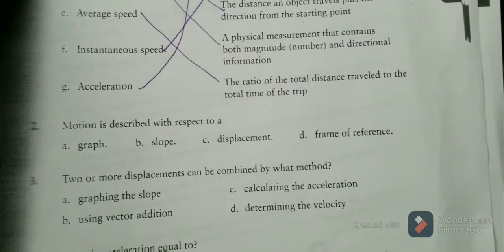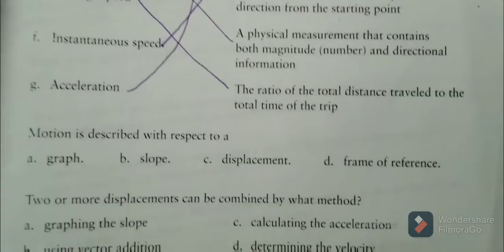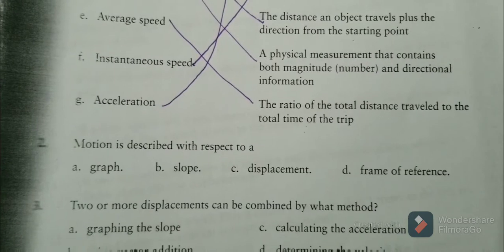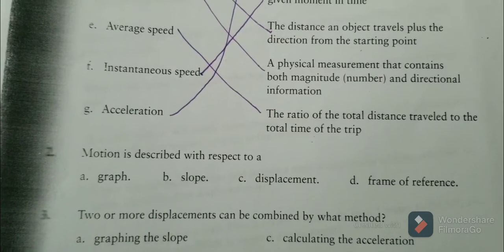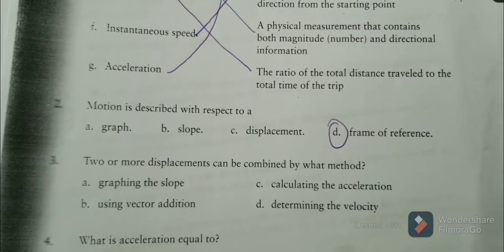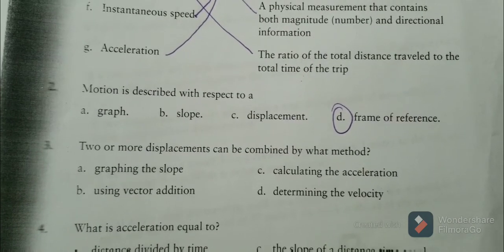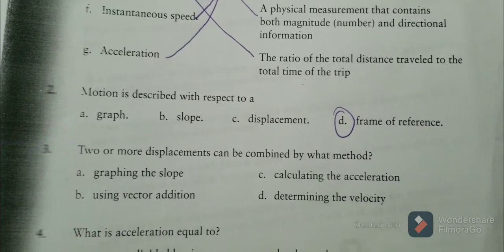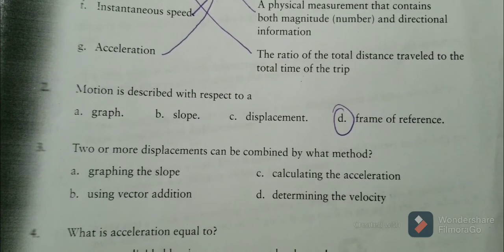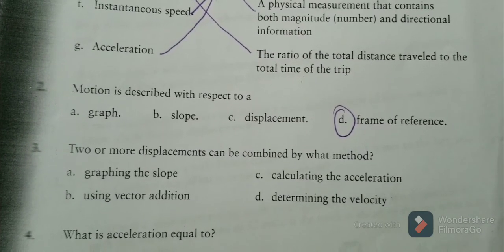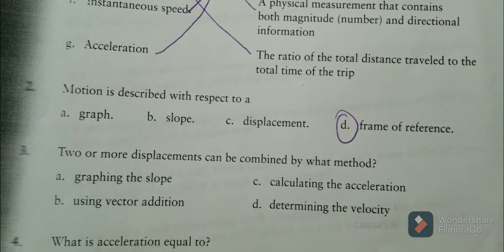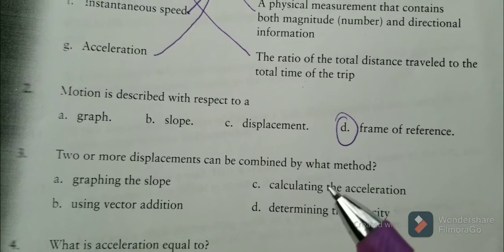All right. So motion is described with respect to, because it is relative, motion is always relative, we'll have to pick a frame of reference. So that's your answer for that one. Two or more displacements can be combined by what method? So the answer here is using vector addition. Okay, so when we add vectors together, we get a vector quantity. Or we can get the displacement total.